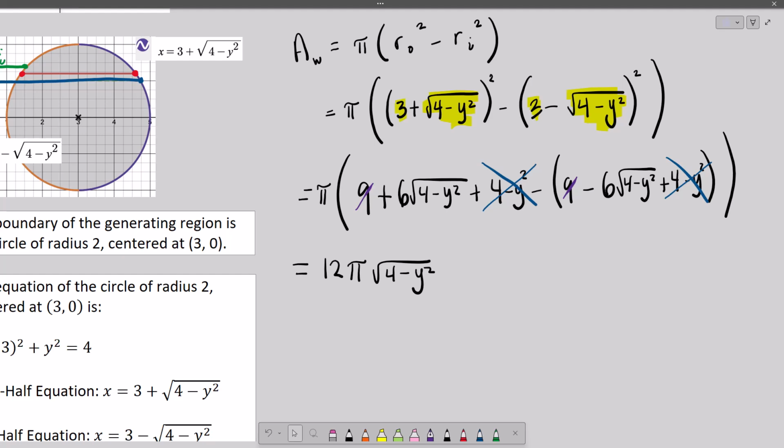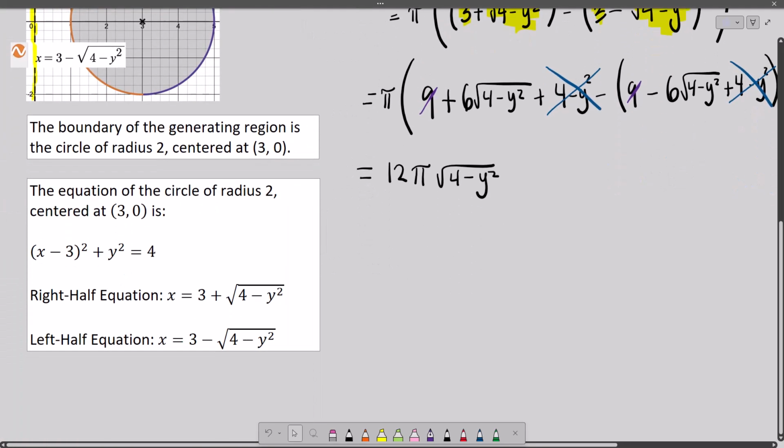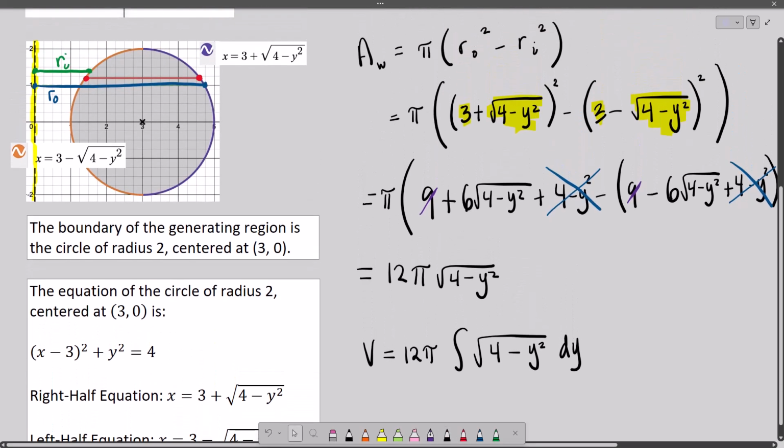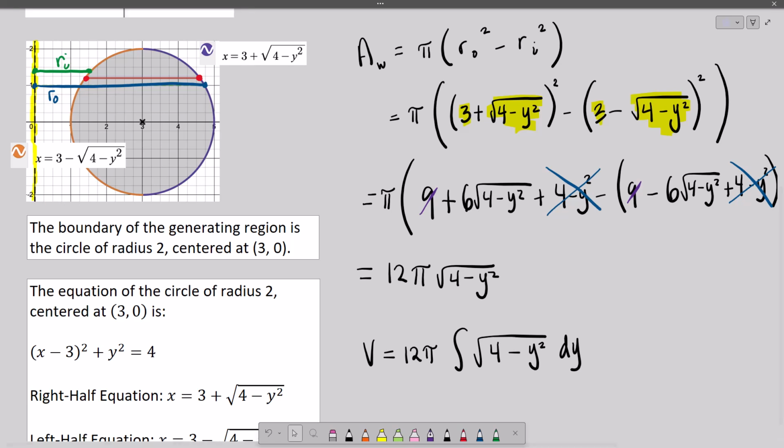Okay, now here's our problem. We can write down the next step very easily. The volume is going to be 12 pi multiplied by the integral of the square root of this. And what are the y's going to do? They're going to go from where to where? Negative 2 to 2.